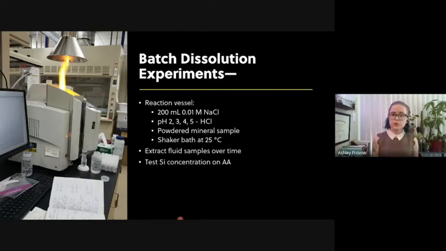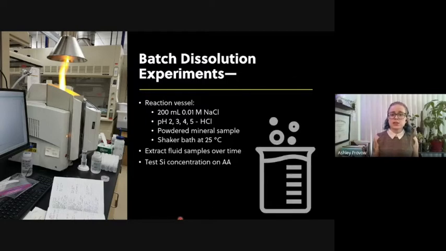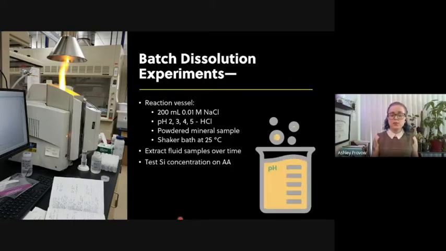What I'm basically doing with these dissolution experiments is taking 200 milliliters of 0.1 molar sodium chloride solution and titrating that with hydrogen chloride to the targeted pH, and then reacting that with 0.1 grams of powdered mineral sample and leaving that to react in a shaker bath at 25 degrees C for a period of time. Over that period of time, we are occasionally extracting 10 milliliters of fluid and testing that fluid for silica concentration on the atomic absorption spectrometer pictured here on the left.